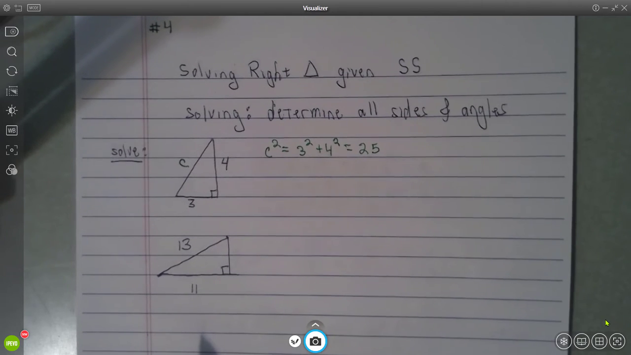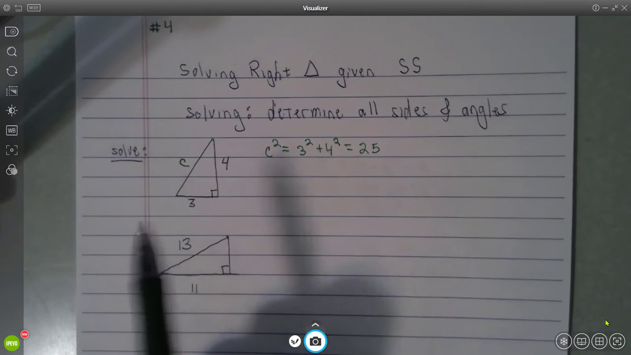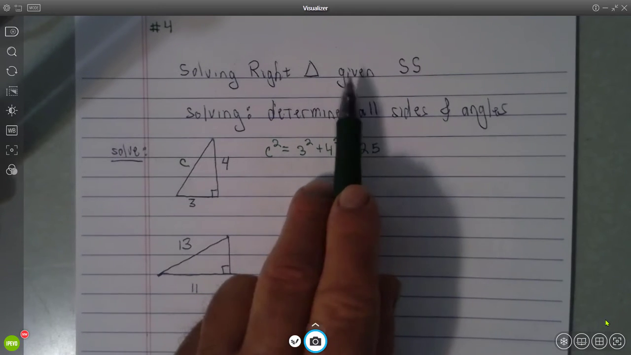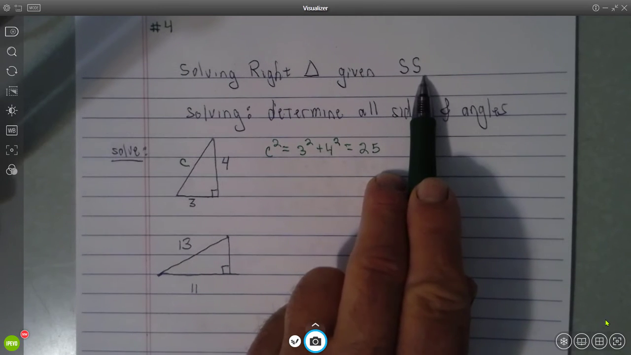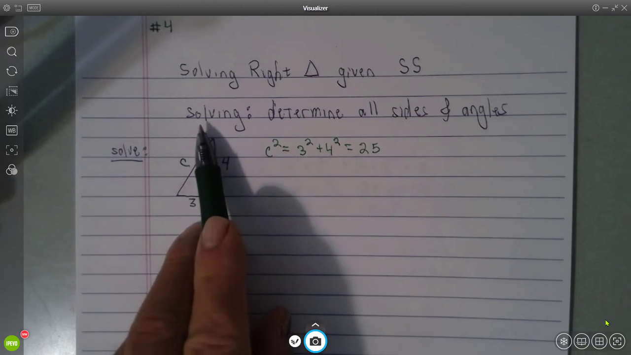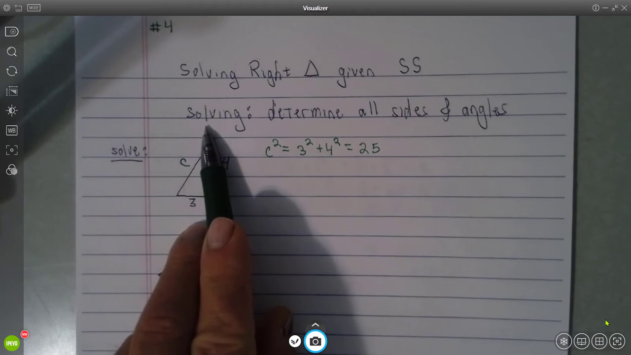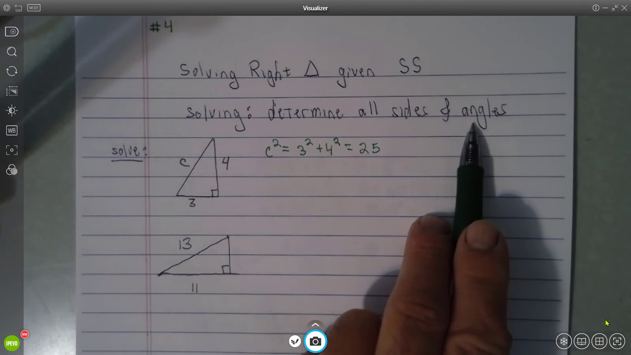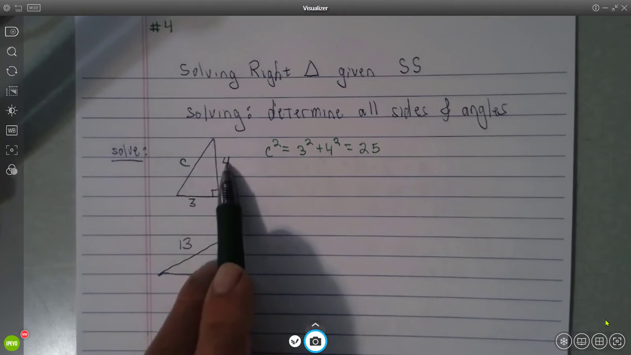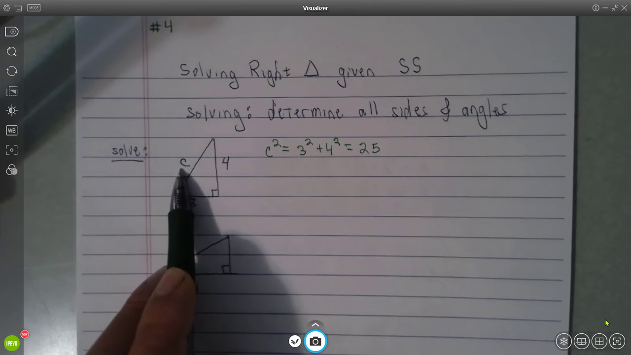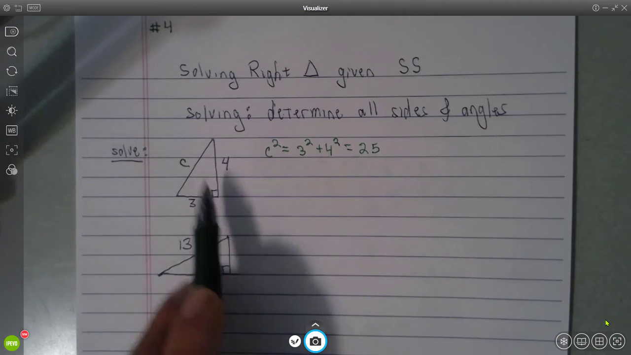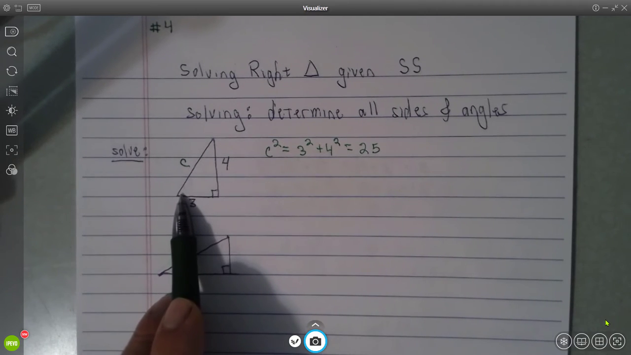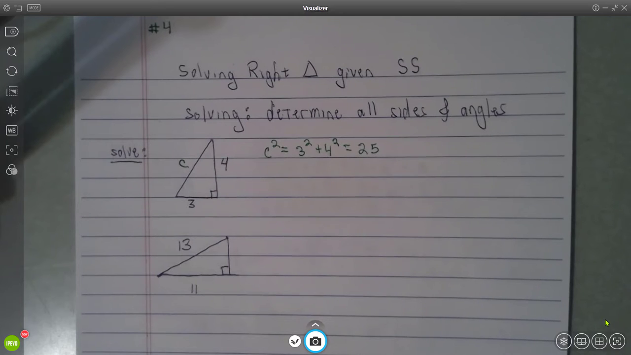In quick tip number 4, we'll describe how to solve a right triangle when we're given two different sides of the triangle. Now, first of all, when we're solving a triangle, we mean that we're determining all the sides and all of the angles in the triangle. In this case, we're given two sides. We'd like to determine the remaining side. We're given one angle. We'd like to determine the measures of the remaining two angles.